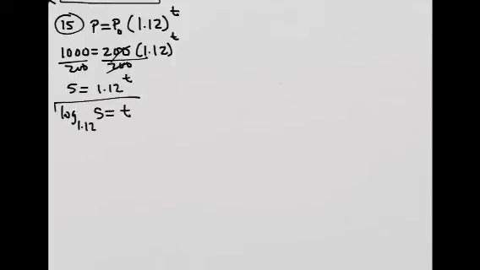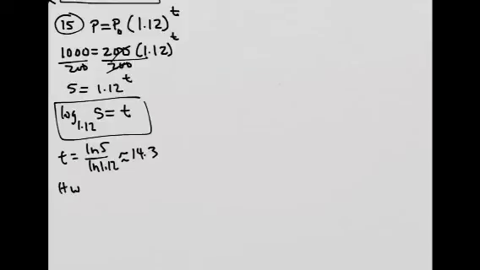So this would be the logarithmic expression. And then to solve it, you could say t equals ln 5 over ln 1.12. Okay, so that would be approximately 14.3 when you put that into a calculator. Now, I'm using ln. You can use log and log. That's perfectly acceptable. So it'd take 14.3 minutes, because the unit here for time is minutes. Number 16.